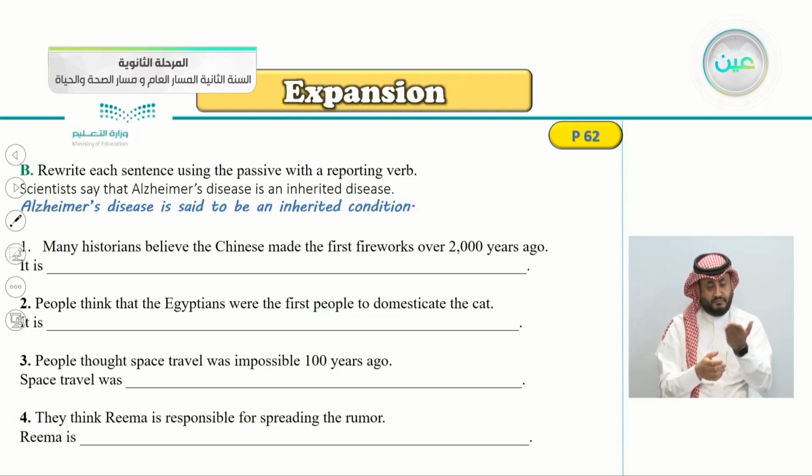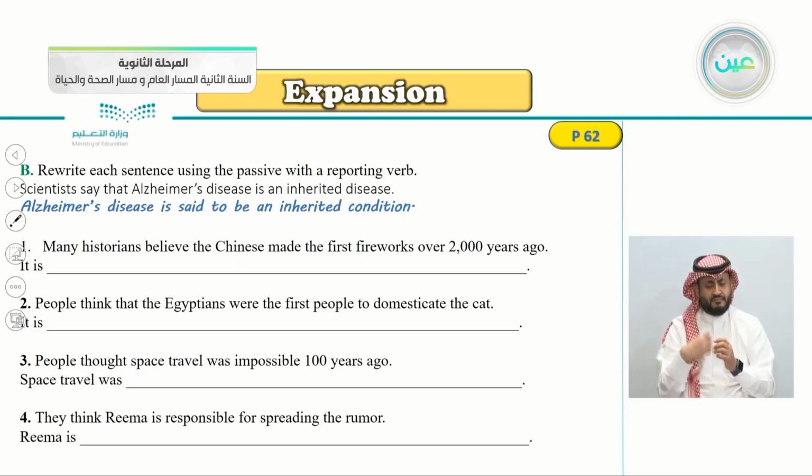So the first one here is already done. Scientists say that Alzheimer's disease is an inherited disease. So make it into passive using reporting verb. Remember, we always begin the passive with the object. Alzheimer's disease is said to be an inherited condition. Because here it says, scientists say, that's why we chose the word said. I think this is an easy one here.